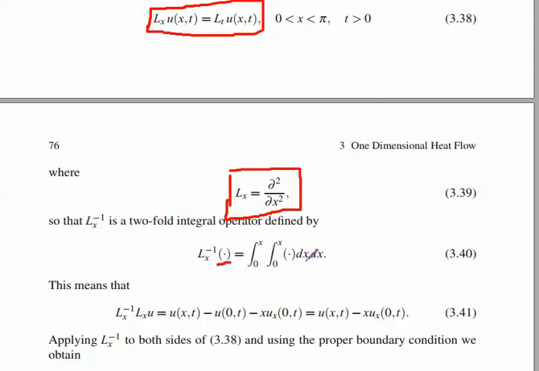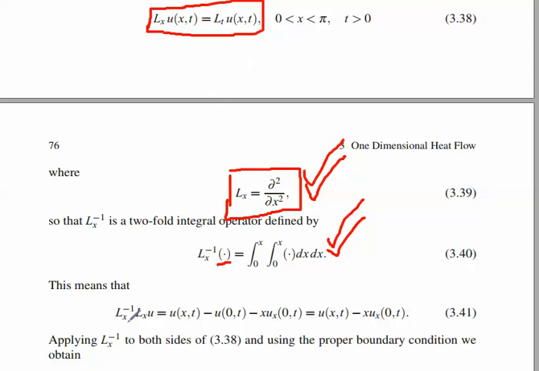So this is exactly the operator form, or the linear operator, and this is the invertible operator for the above linear operator. Now the next step is a domain decomposition method, where we are going to apply this invertible operator on both sides of this equation, equation 3.38.